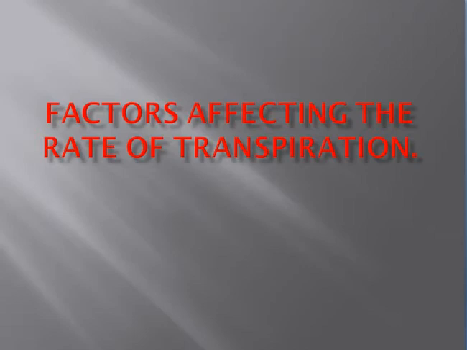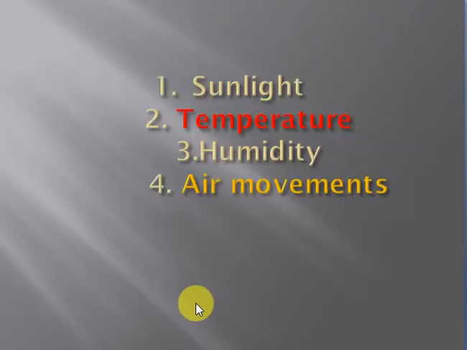Transpiration means the loss of water from the aerial parts of plants in the form of vapor. Let's check what the factors are. The first one, sunlight, second one, temperature, third one, humidity, and the fourth one, air movement. Let's see how each affects and controls the rate of transpiration.